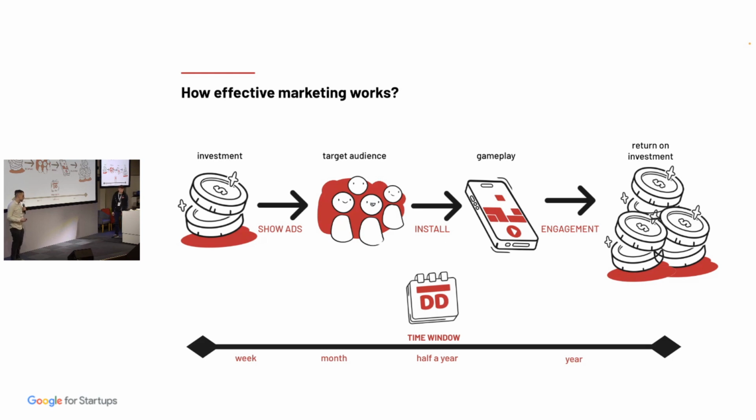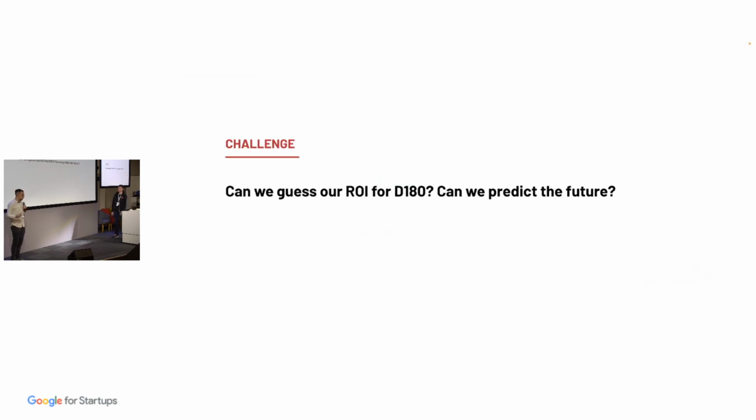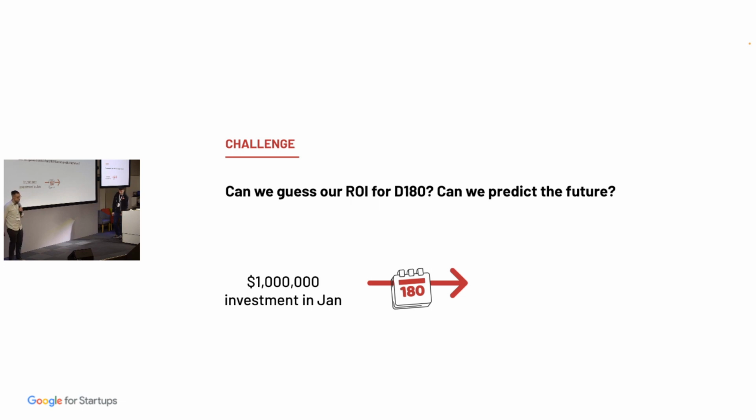The tricky part is: how can I predict this? Where am I going to be after 180 days, so half of the year? I spent money today. Where am I going to be after 180 days? That's the challenge we were trying to find a solution for. If I invest $1 million in January on UA, where am I going to be in July? Am I going to be broke or rich?